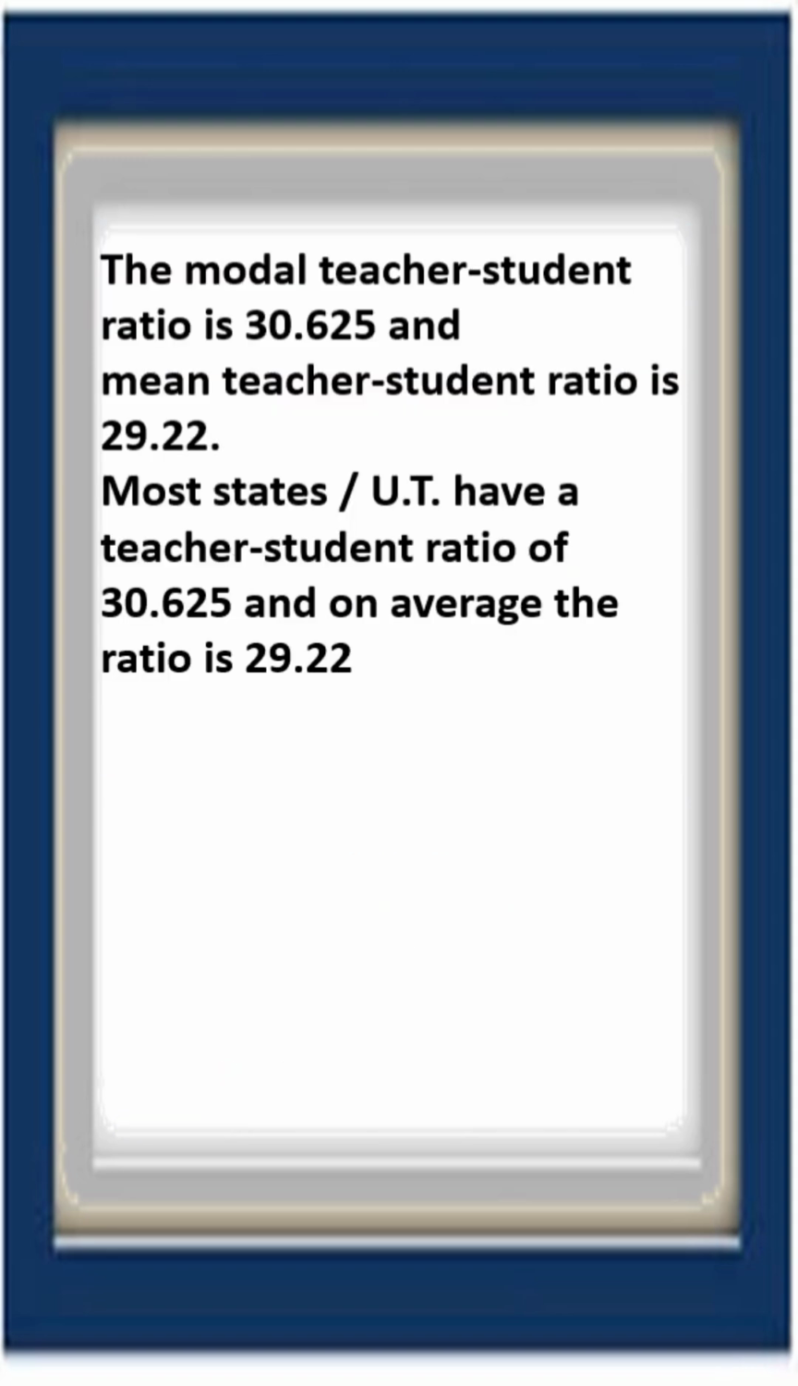Modal teacher-student ratio is 30.625 and mean teacher-student ratio is 29.22. Most states have a teacher-student ratio of 30.625 and on average the ratio is 29.22.